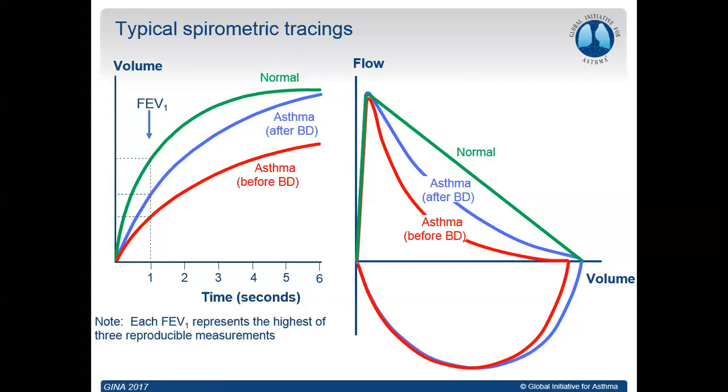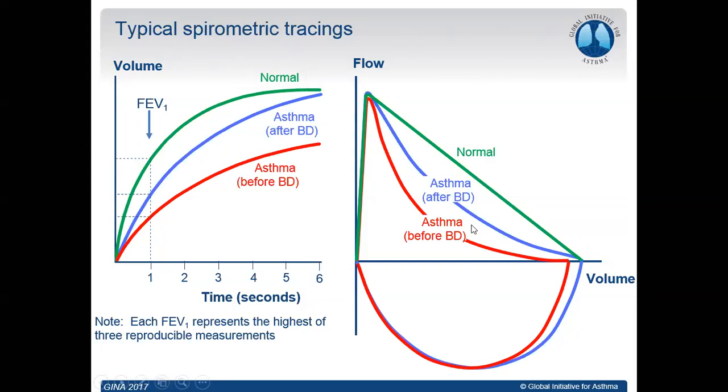And we have to document reversibility. Once you give a salbutamol inhaler puff, and then again check how much you are able to exhale forcefully in 1 second, it's going to improve. Although it's not going to reach the normal, it's going to improve. So this reversibility is very important for making a diagnosis of asthma.